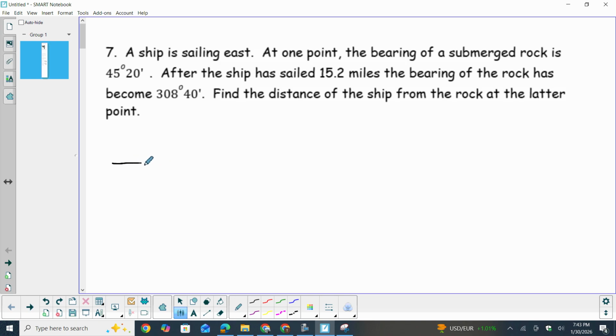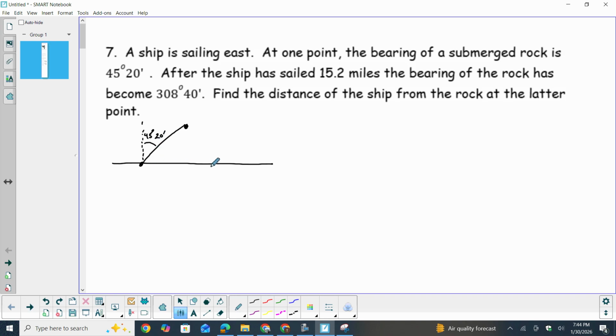Let's draw a west, east line. The ship is sailing along this line. Let's make a point where the rock is. The rock is here. The ship sees the rock at a bearing of 45 degrees, so we're looking somewhere around here. There's due north, looking 45 degrees and 20 minutes to the rock. Here's the ship at the beginning point. This is 45 degrees, 20 minutes, from due north clockwise, towards the west, 45 degrees.